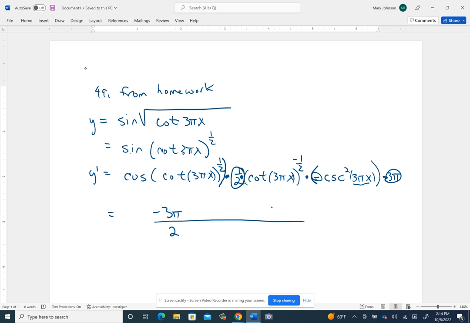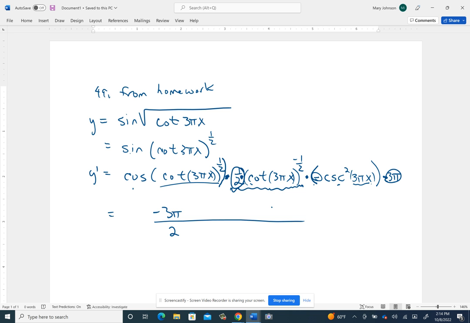So when we did it, we did the derivative of the cosine first, and then that had all the cotangent 3 pi x raised to the 1/2. Then we multiply by the derivative of the cotangent 3 pi x raised to the 1/2. That's this piece here. So we continued. We did the derivative of the cotangent 3 pi x, that's the negative cosecant squared 3 pi x. And then we did the derivative of the inside, got the 3 pi. Now we are cleaning it up. So we brought the 3 pi, the negative, and the 1/2 together. That would be negative 3 pi over 2.